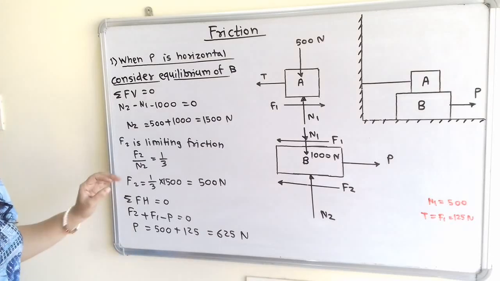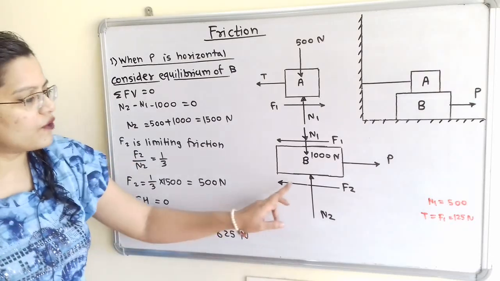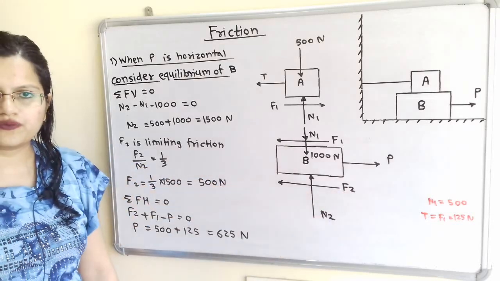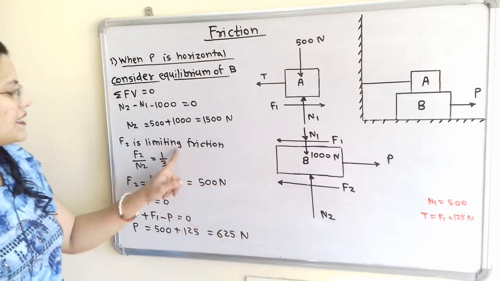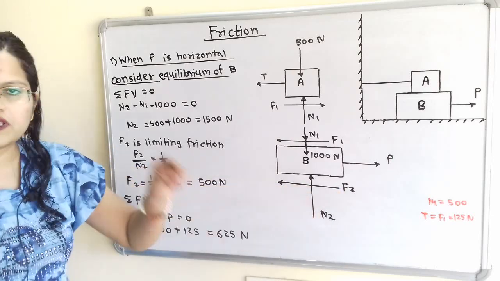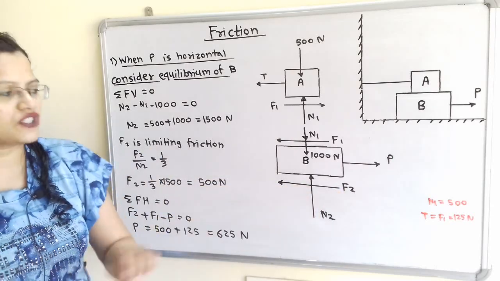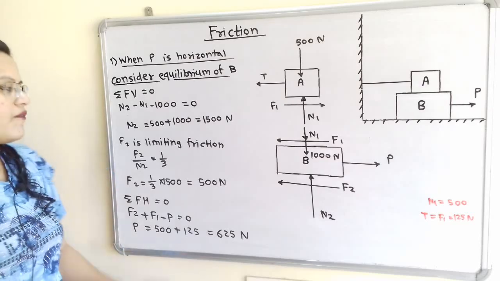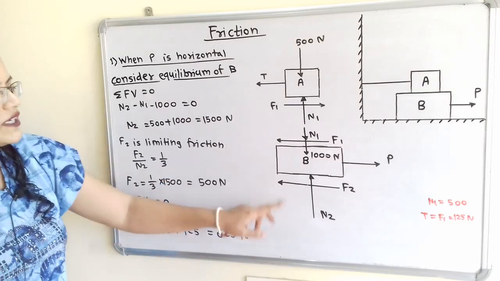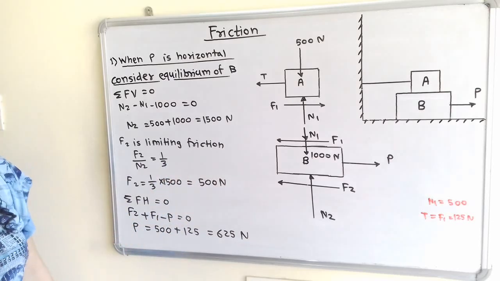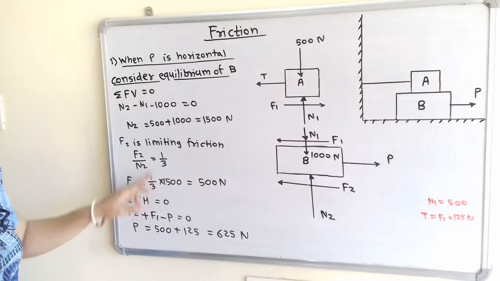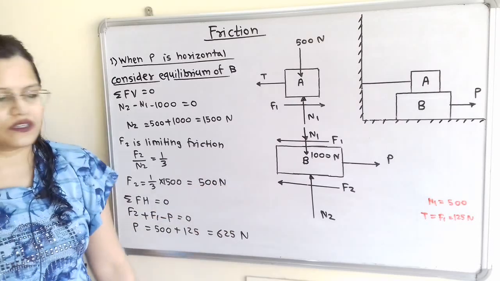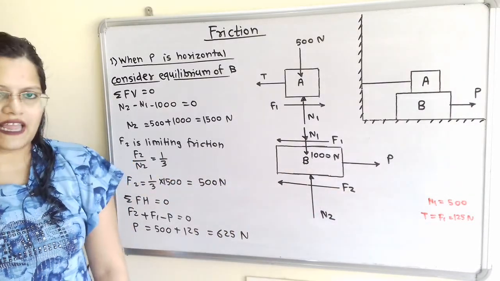Now we will calculate the frictional force F2. There is a relation between F2 and N2. F2 is the limiting friction. So F2 by N2 is equal to the coefficient of friction between this block B and the surface, and it is given as 1 by 3. So F2 is equal to N2 multiplied by 1 by 3, that is 1 by 3 into 1500, which is equal to 500 Newton. So the value of F2 is calculated.